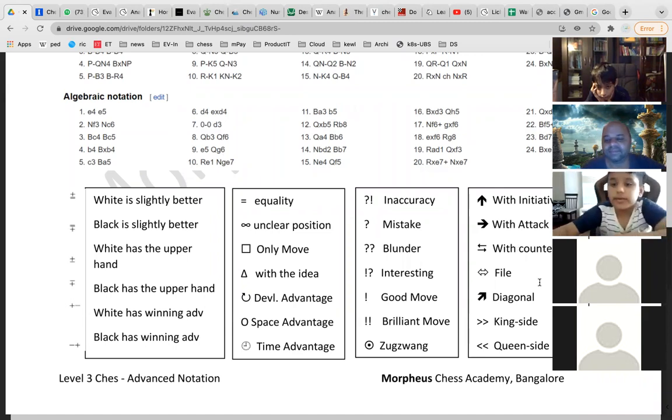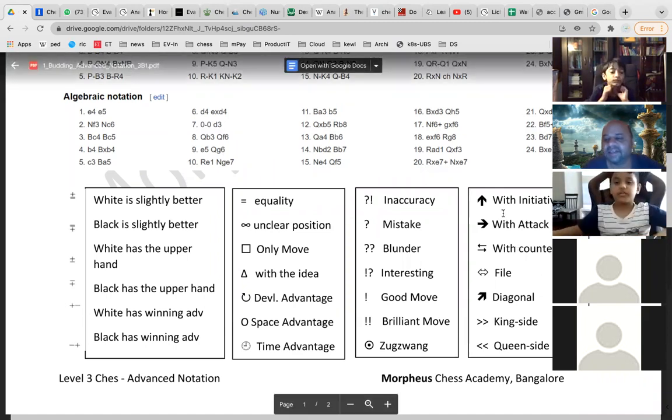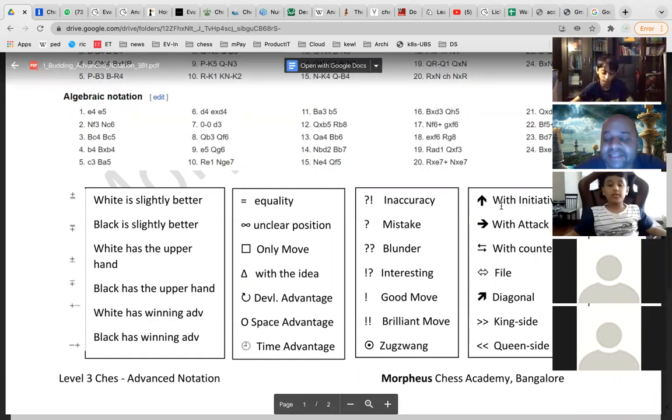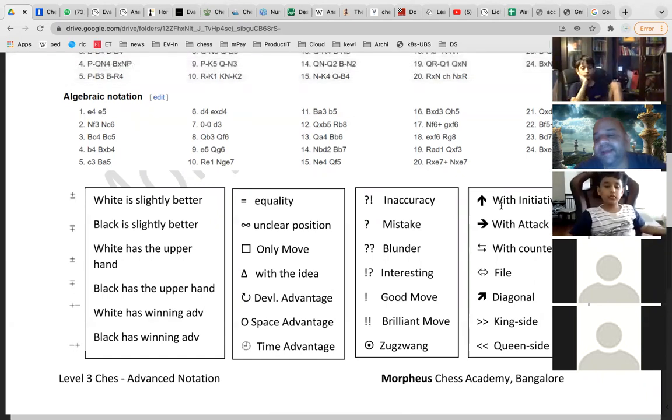So what is the white initiative? With initiative means you are dictating the play. Or it is like this. Have you seen tennis?